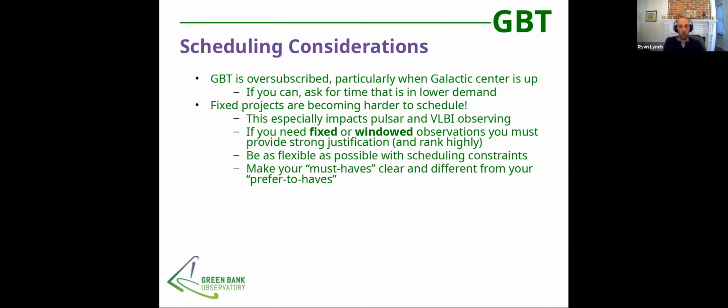Just make sure that you provide a strong justification for them, and recognize that your proposal will have to rank on the higher side for them to be scheduled. Be as flexible as you can be with your scheduling constraints, as long as you can still do the science you need to do, right? That has to come first, but within that qualification, be as flexible as you can. And make really clear to the reviewers, both the technical reviewers and the scientific reviewers, the must-haves versus the preferred-haves. If you absolutely must observe a particular source at a particular date and time, that's the way it is. But if you have some flexibility in that, just make sure that that's spelled out very clearly.